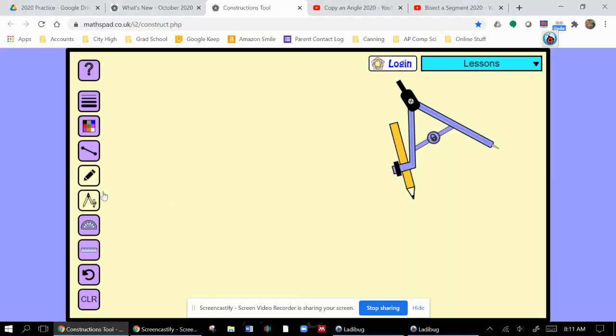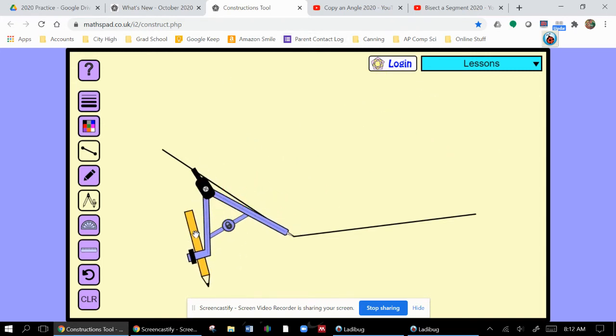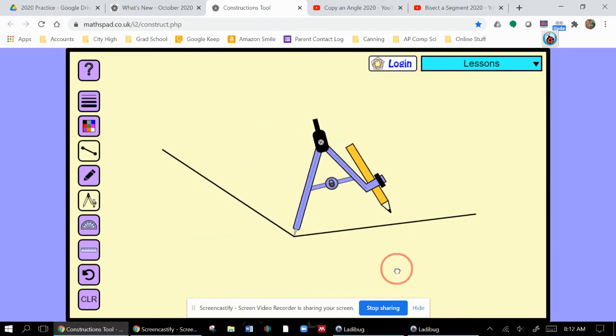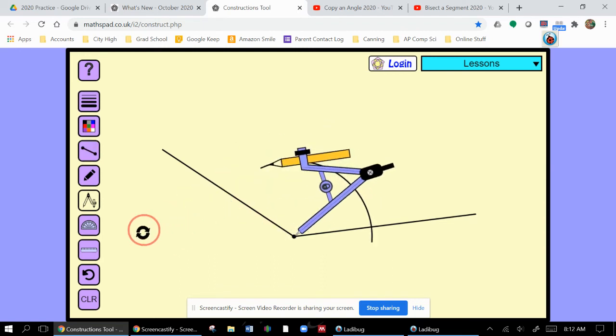So just like before, we're going to construct our angle down here somewhere. As a reminder, the ends of these lines are actually arrows. They are not special points. They just represent that the line goes on forever, so you can't use the ends there. So I'm going to take my compass, put it right at the endpoint. You can make it as big or as small as you want here, just reasonable to use. And then we're going to make an arc that crosses through both sides.